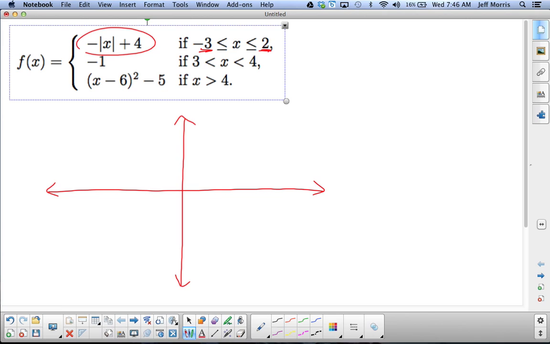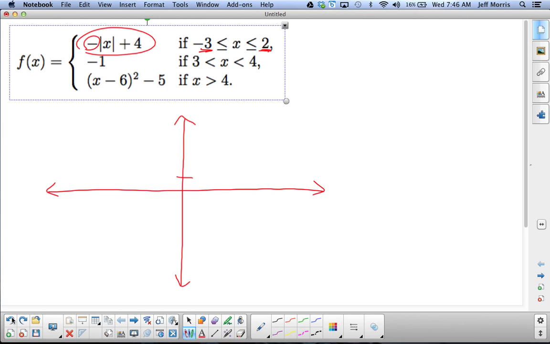Well, think about the V. It's upside down because of this negative, and it's shifted up 4. 1, 2, 3, 4. So you can kind of imagine the V looks like this, right? But what I want to do is I only want to graph the V from -3 to 2. So let me go ahead and erase that and show you. You only want part of the V.